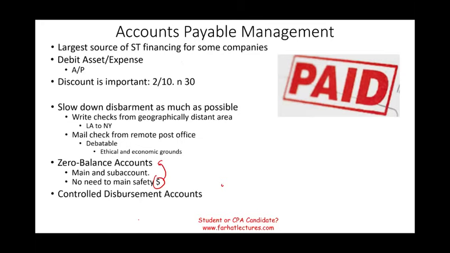Also, another way to do this is something called a controlled disbursement account. Again, if you're doing a wire, you only transfer the money to that account on the day of the payment, so you don't have to keep any extra money there. Again, the key in accounts payable is to delay the disbursement as much as possible. And the opposite is true when we deal with accounts receivable management: you want to receive the payment as early as possible.